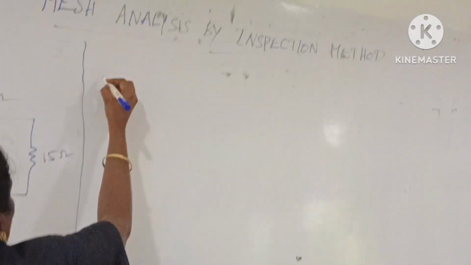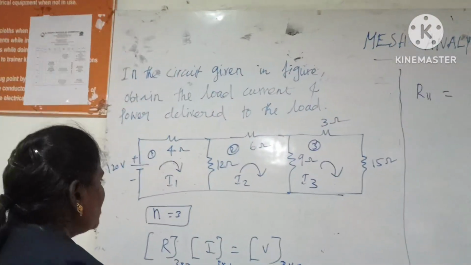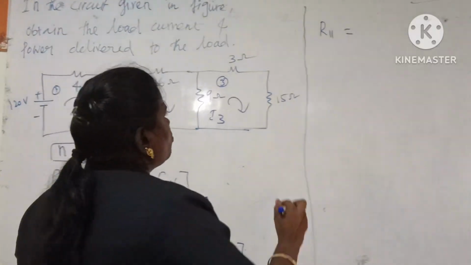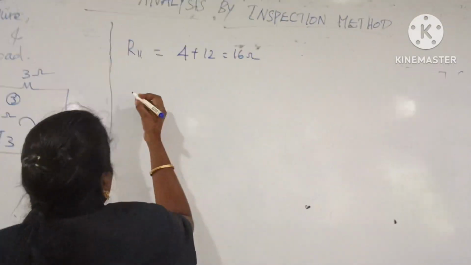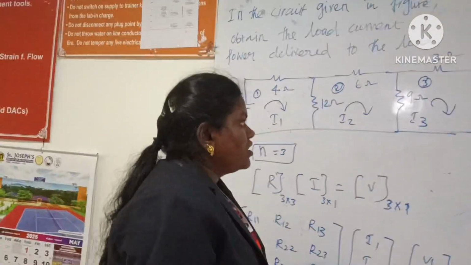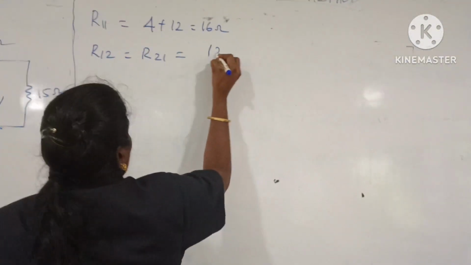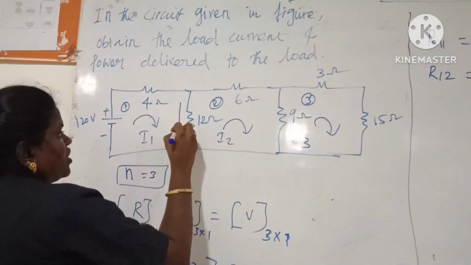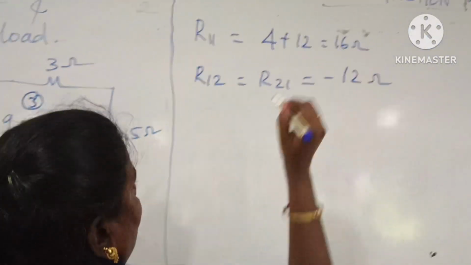Next we have to find R11. R11 is the sum of all resistance in loop 1. So 4 ohm and 12 ohm resistor. So 4 plus 12, 16 ohm. Next R12 and R21. The common resistance between loop 1 and 2 is the 12 ohm resistor. So you have to put 12 ohm with a negative sign. The negative sign indicates that the I2 current flows in the opposite direction.